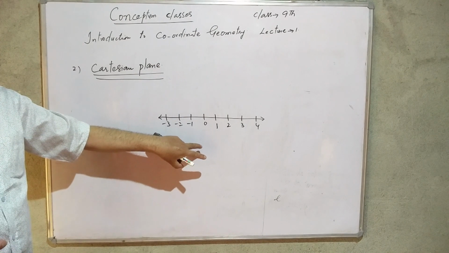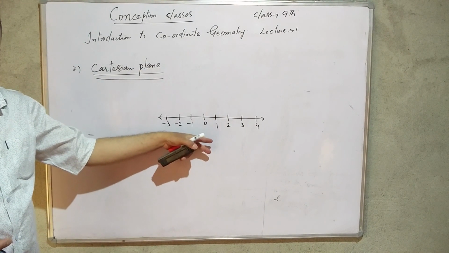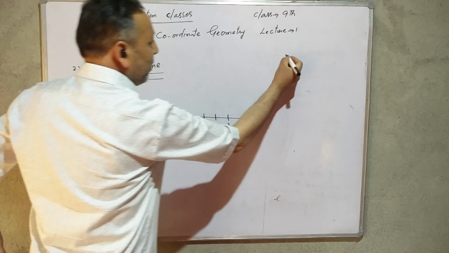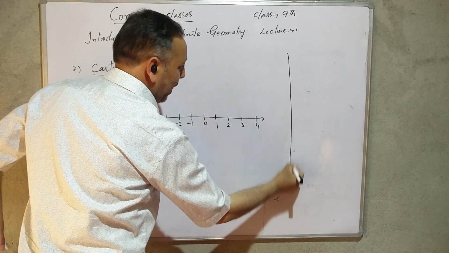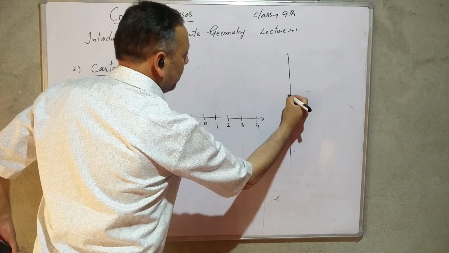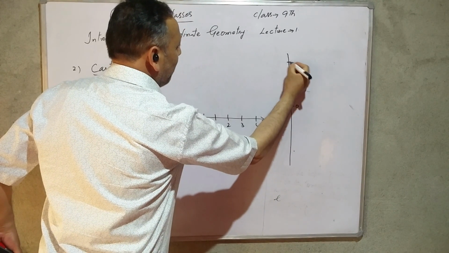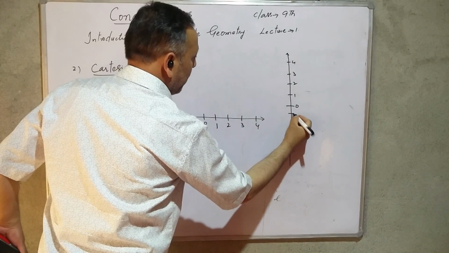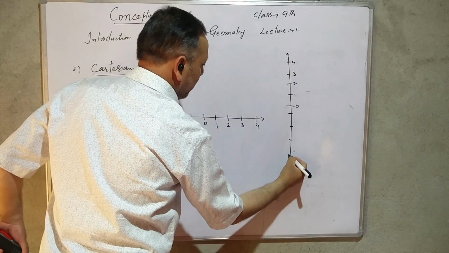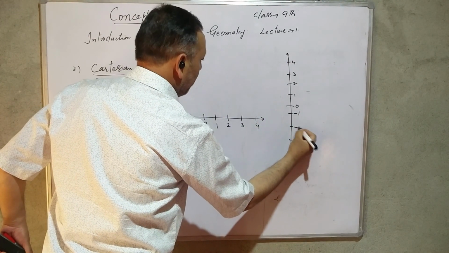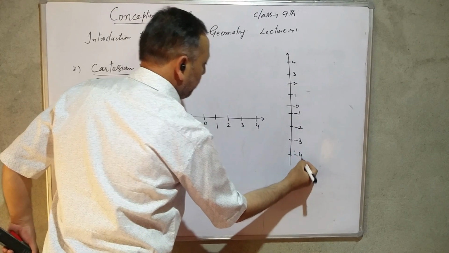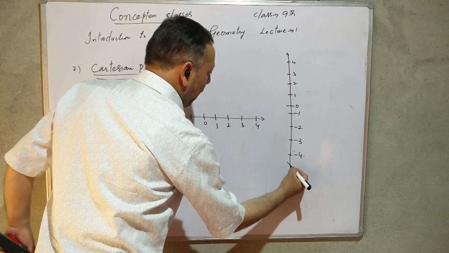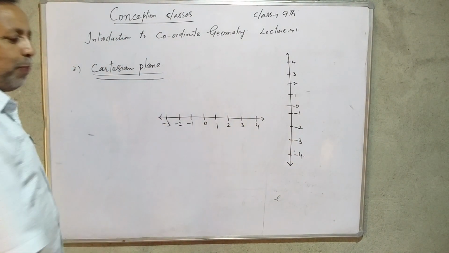The same idea can be expanded to a vertical line also. If we draw a vertical line, this is the fixed point. These are marks at equal intervals: 1, 2, 3, 4. And these are marks at equal intervals on the other side: -1, -2, -3, -4. This is how we draw a number line. Now, let's further expand it.